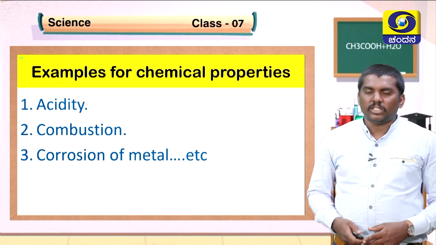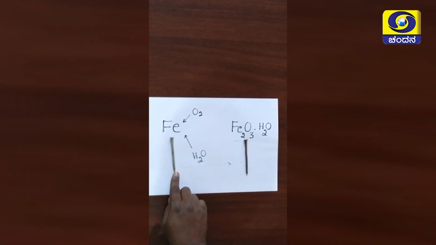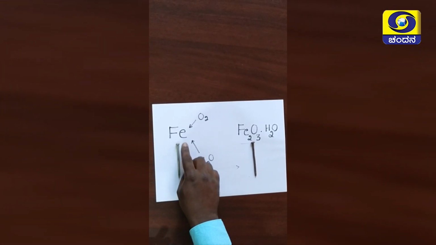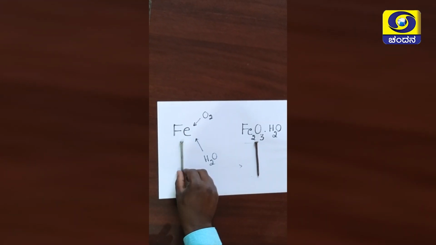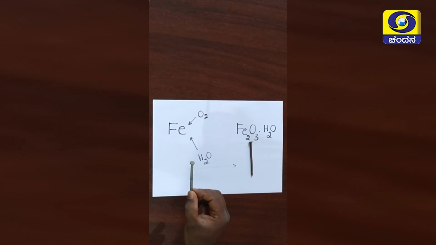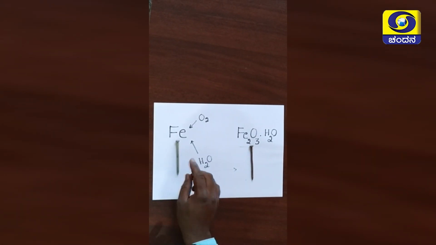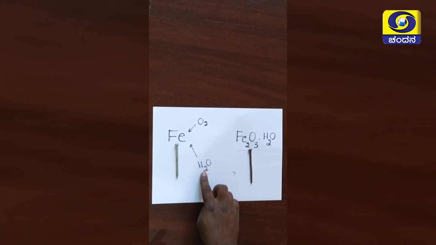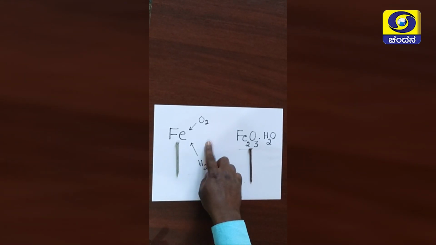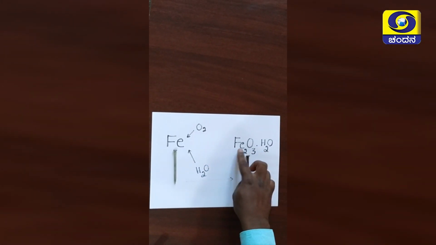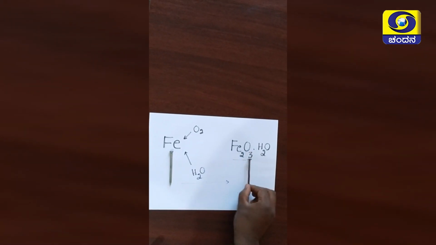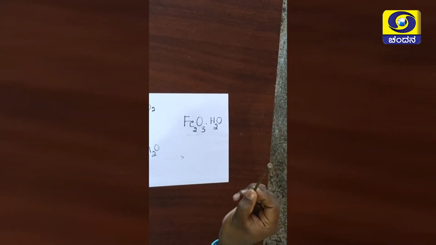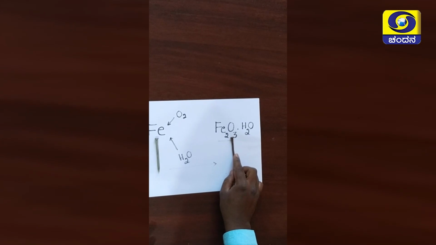Students, let us watch this video. It is an iron nail. It has silvery grey color. We know the symbol for iron, that is Fe. If we keep this iron nail outside for a few days, what happens? This iron reacts with oxygen and atmospheric moisture, that is water, to give rise to hydrated ferric oxide. It means a reddish brown layer is formed on the surface of the nail. We call this rust.